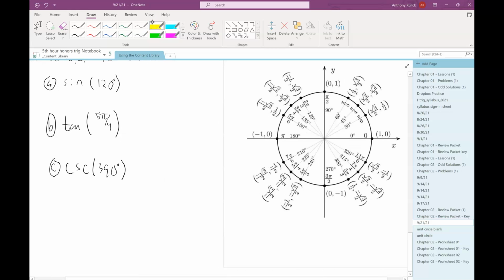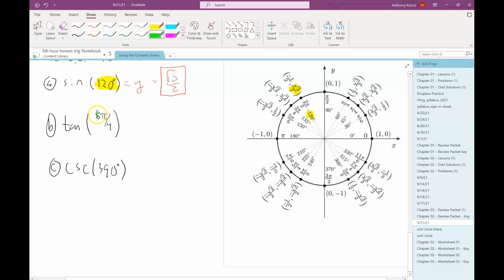Okay. So let's go through how we use this unit circle to look up these values. So sine of 120, the first thing I'm going to do is find the 120 degrees on my unit circle. So there you are. I know that sine is y on a unit circle. So I'm just going to read the y coordinate. And I'm done. Pretty nice.